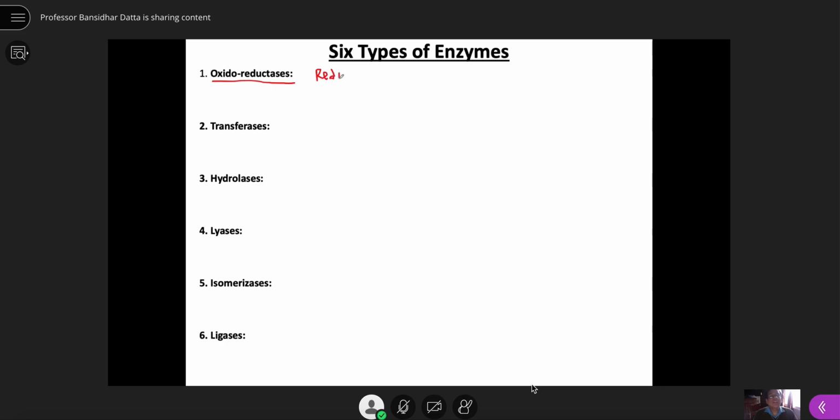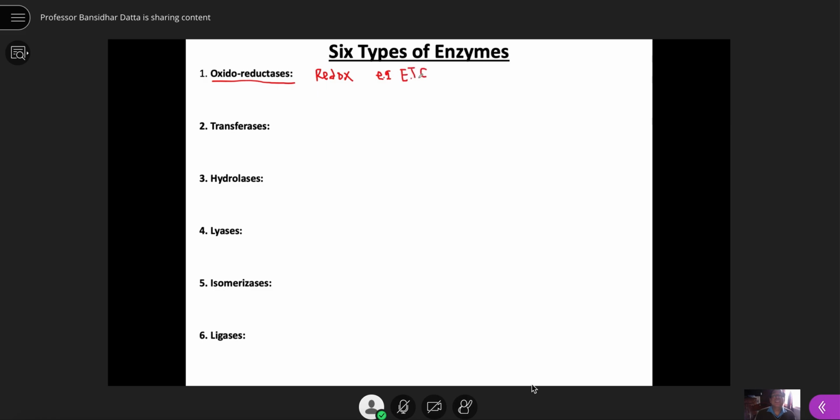Redox reaction is the type of reaction, two types of reaction, the oxidation and reduction. Oxidation is the addition of oxygen, reduction is the addition of hydrogen or removal of oxygen. So they perform the oxidation reduction reactions, right? Example, I already gave you before, and I'm going to put that on, is the ETC, electron transport chain.